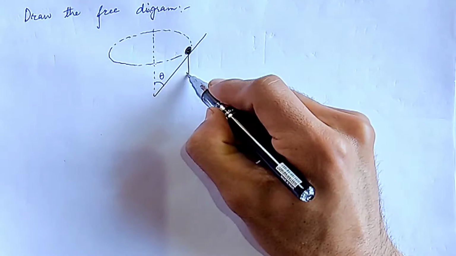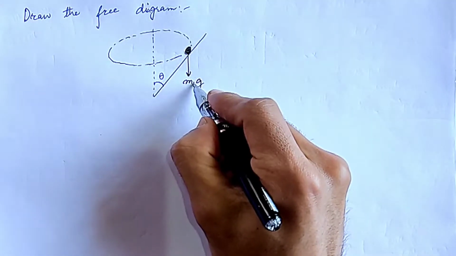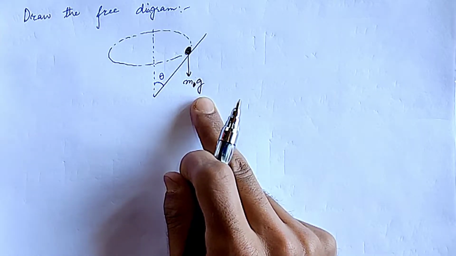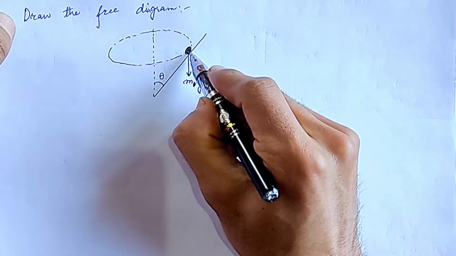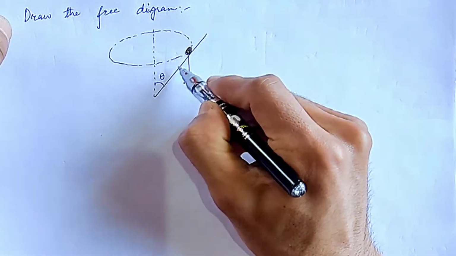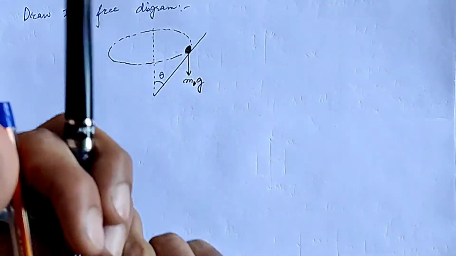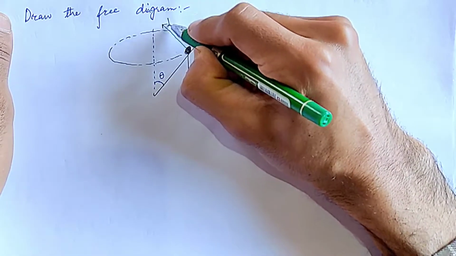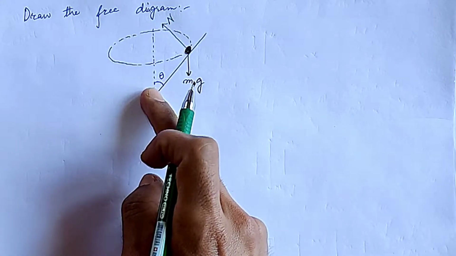First and foremost, draw the free body diagram as follows. The downward force will be mg, because the mass of the body is m, so the downward force, the weight of the body, will be mg. Another thing, the normal force will be perpendicular to this surface, because the normal force is always normal, meaning perpendicular to the surface, and that will be given like this. This will be the perpendicular N, perpendicular to the surface of the cone.